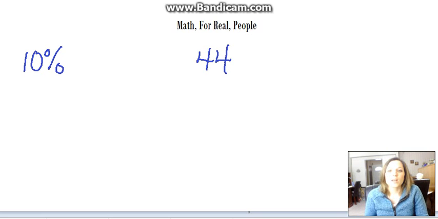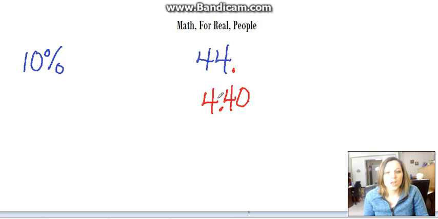To find 10%, you literally move your decimal over one spot. So if your decimal's here, well, 10% means your decimal is here. 10% of $44 is $4.40. That's it. If you say you cannot do that, you are lying. So that's 10%. And you're saying, okay, great, but I want to leave a 20% tip because I like to leave more than that. I'm not judging.